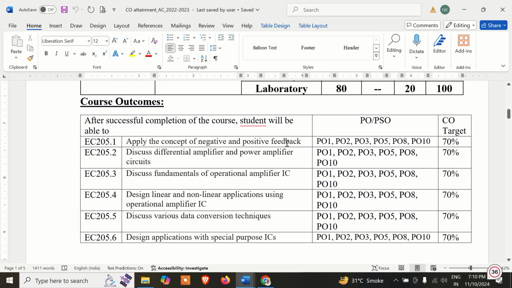So they may be mapped to my program outcomes, particularly 1, 2, 3, as we have discussed. These are all related to engineering knowledge, or maybe problem analysis, design or investigation. Sometimes PO5 is about modern tools, so they may be mapped to my program outcomes. 8 and 10 can be mapped, because 8 talks about ethics, 10 talks about communication.